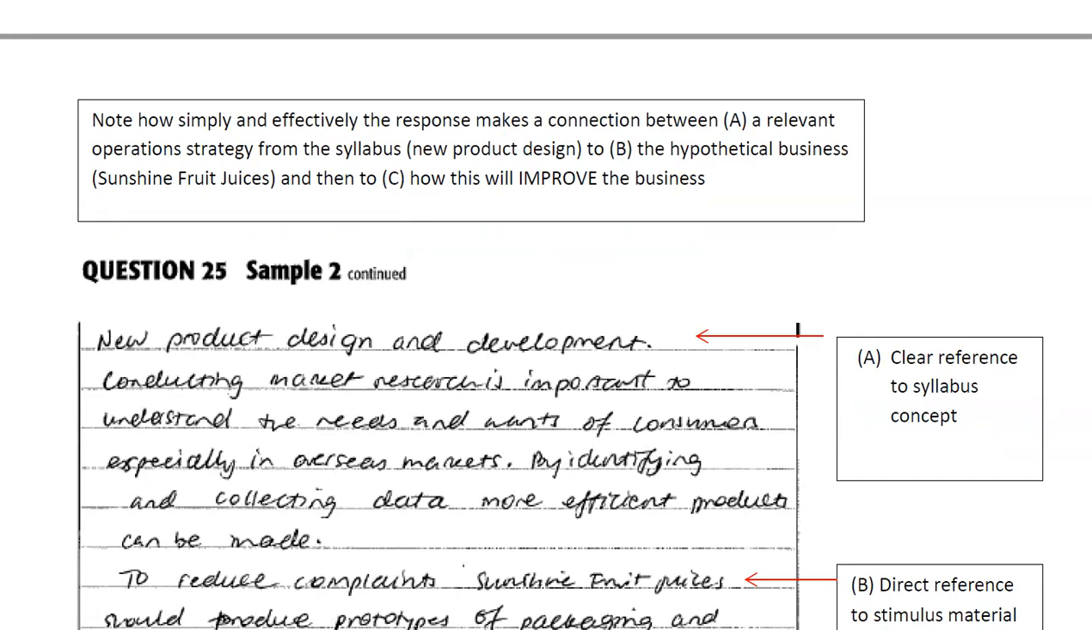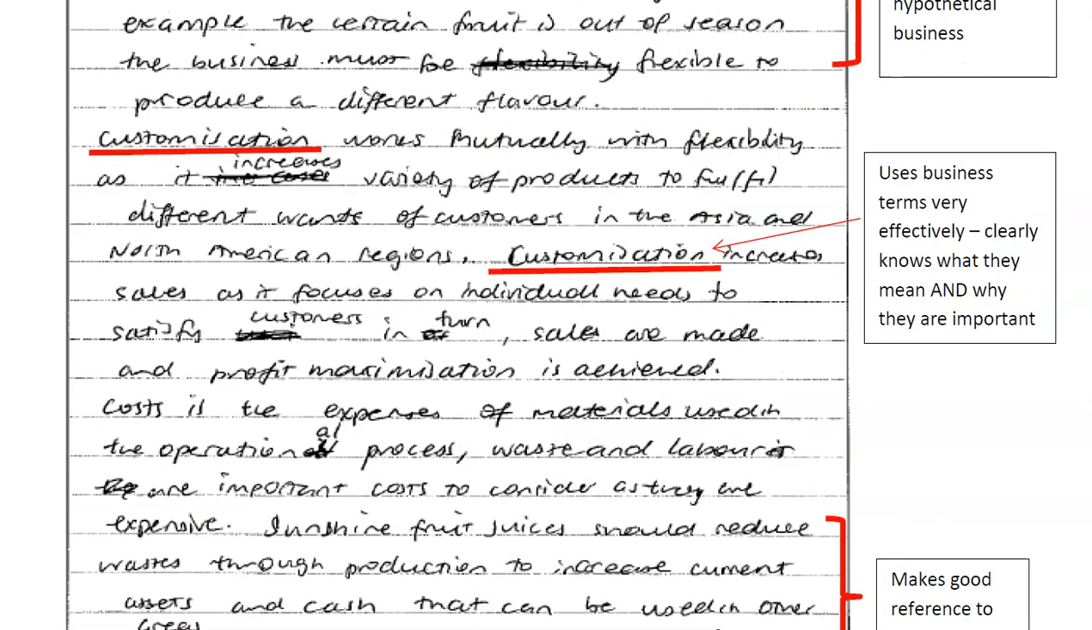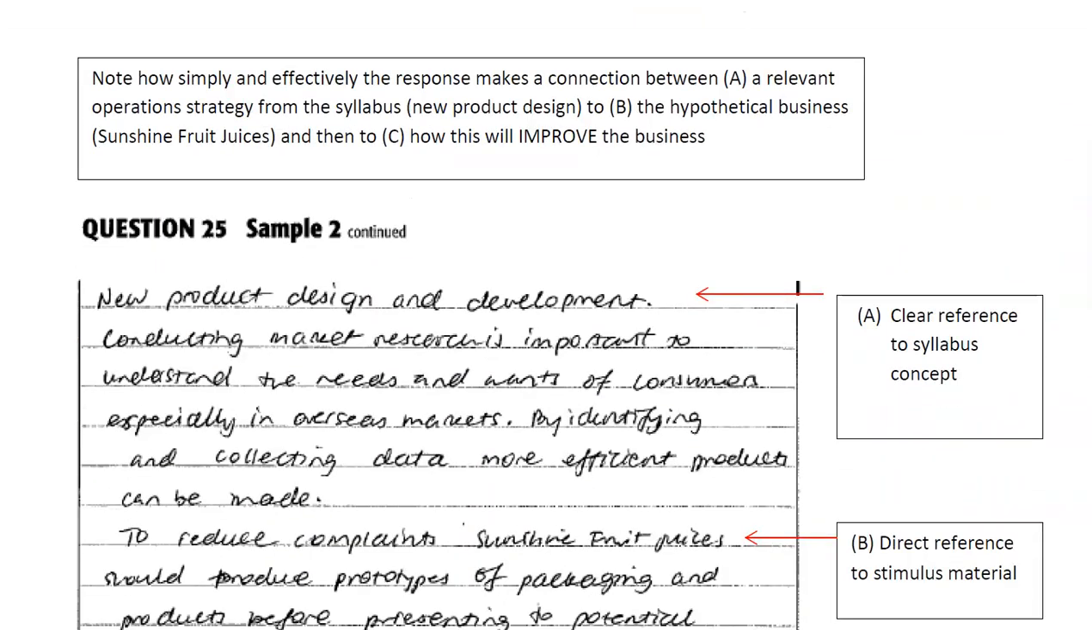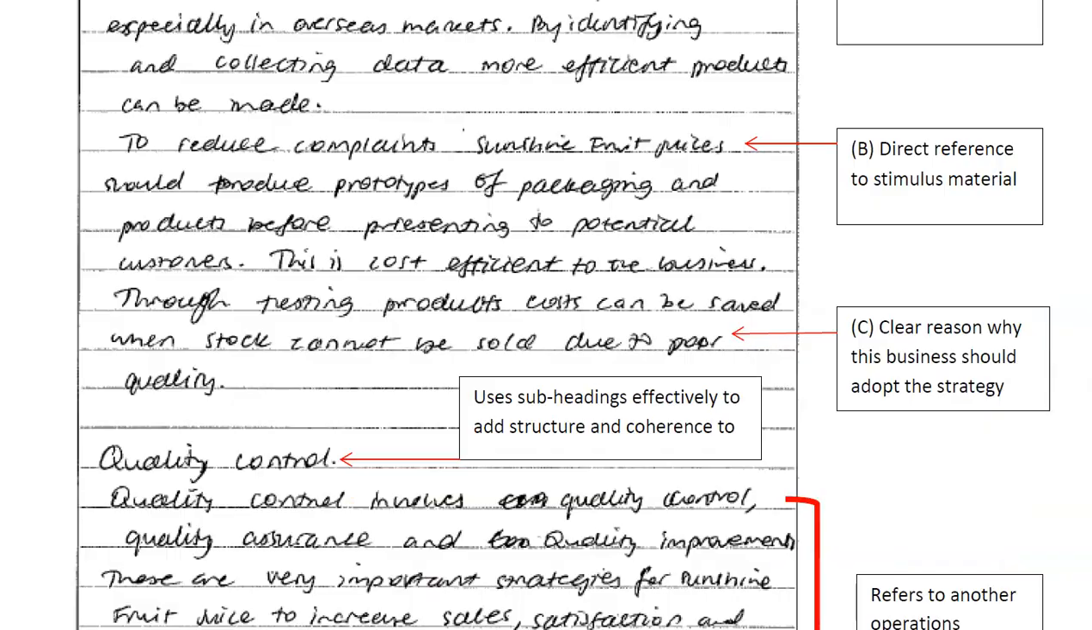Here, it's making note of how simply and effectively the response is making a connection between A, the relevant operation strategy from the syllabus of new product design, to B, the hypothetical business Sunshine Fruits, and then to C, how it will improve the business. And it's indicating there very explicitly where those points are so students can very clearly see.